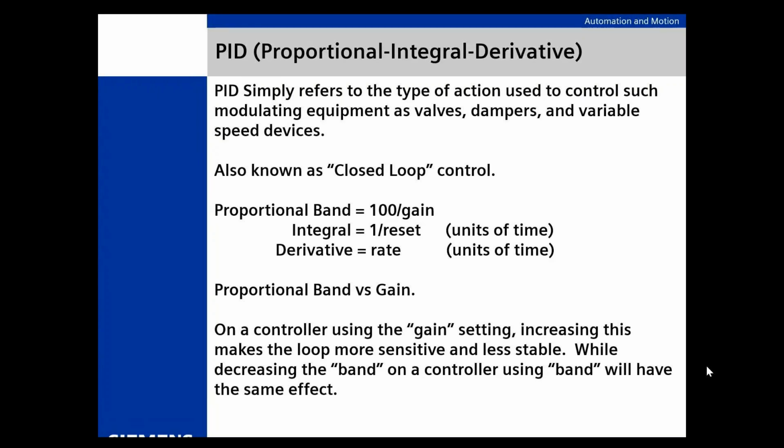And PID, we're going to go through this, and basically you're seeing this right here. This is kind of simple, but this is kind of the meat of all control. You know, 100 over the gain, that's proportional band. Integral is 1 over the reset, that's units of time, and the derivative is rate. Okay, now this bottom part's for anybody on this call that's probably over 60, like me.